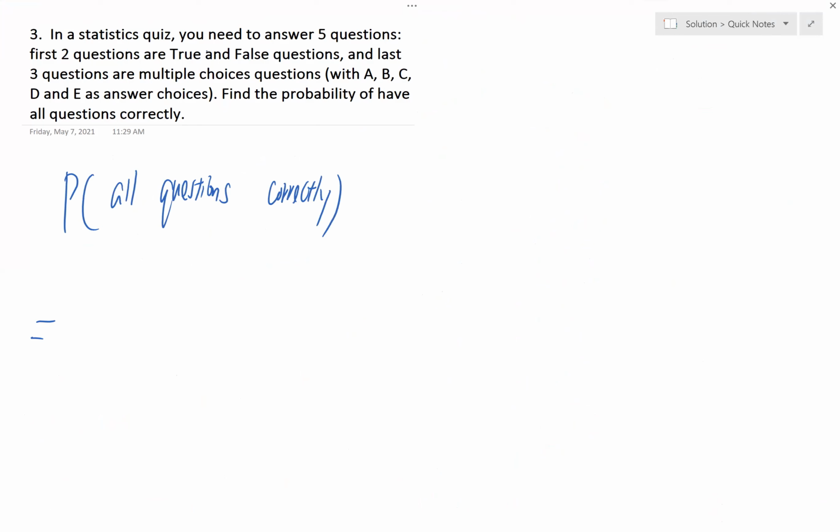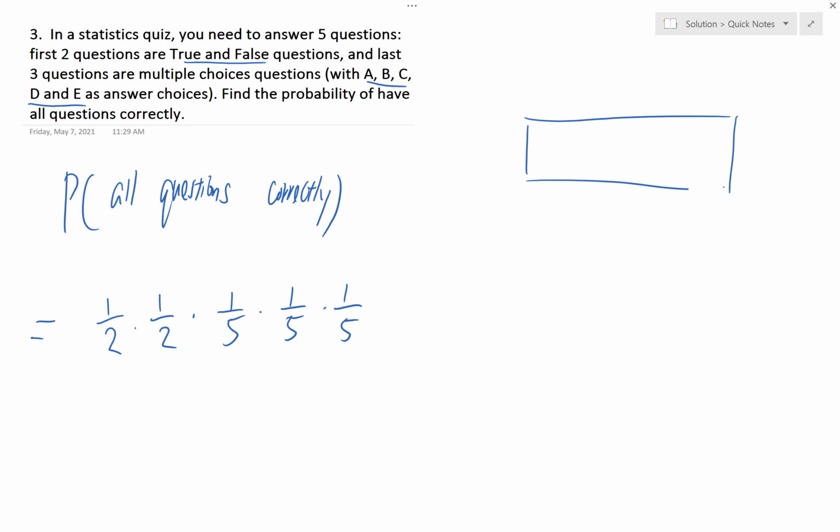So remember the first 2 questions are true and false questions. So you have a half chance to get it right, right? And then by the time you move on to the last 3 questions, multiple choice with 5 answer choices, that means for each question you have a 1/5 chance to get it right, 1/5. You can also look at it this way, right? I'm going to show you another way right now. This is one way to look at it.